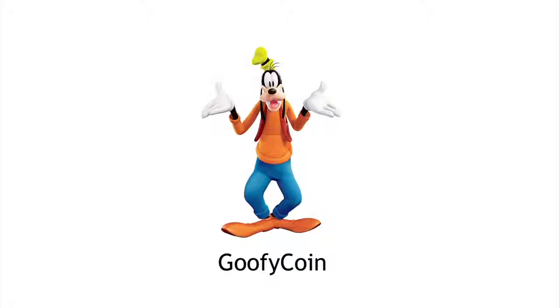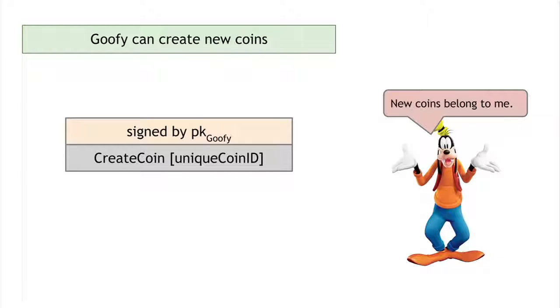And it works kind of like this. There are just a couple rules of Goofy Coin. The first rule is that Goofy can create new coins. Goofy can make a new coin whenever he wants, and when he makes a new coin, it belongs to him. So when Goofy makes a coin, it's represented by a data structure like this.